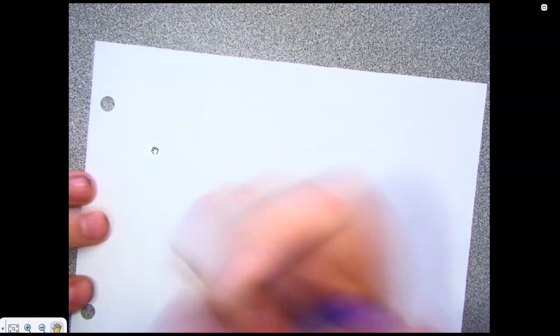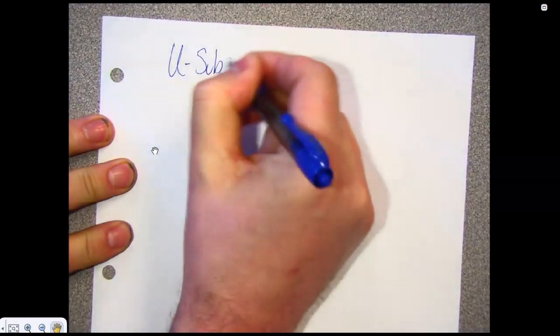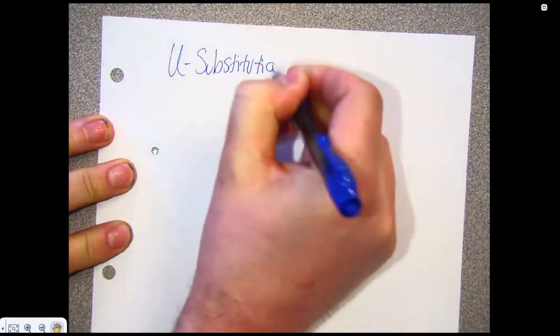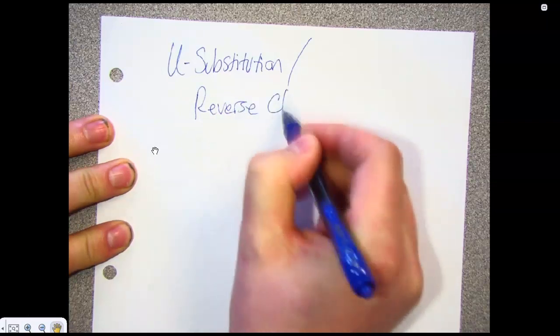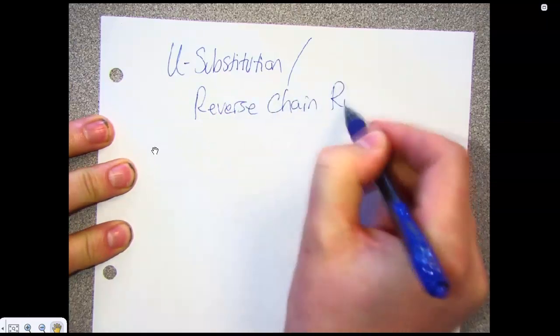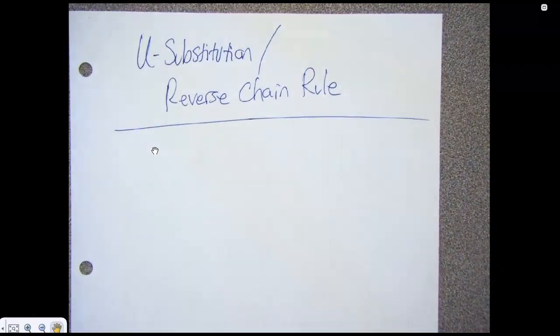Alright, we're going to do U substitution, which is basically chain rule backwards. So, I'm going to show you the way that you will do this in college. And then I'm going to show you kind of like my shortcut way of thinking about it.